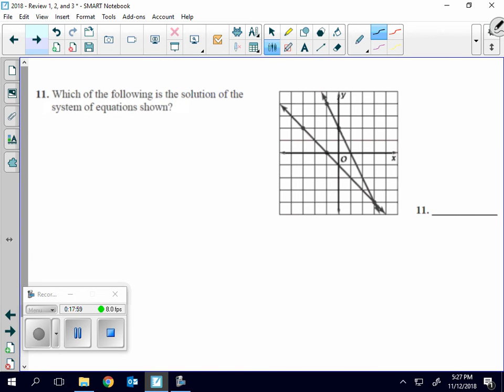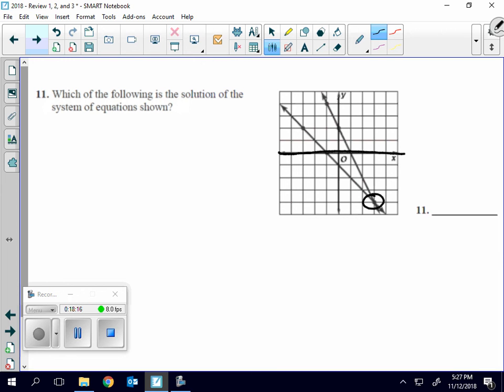Which of the following is the solutions to the system of equations shown? This used to be a multiple choice question. It obviously is not anymore. But you can give me the solution to this system. That's where they meet up. They meet up at that point right there.